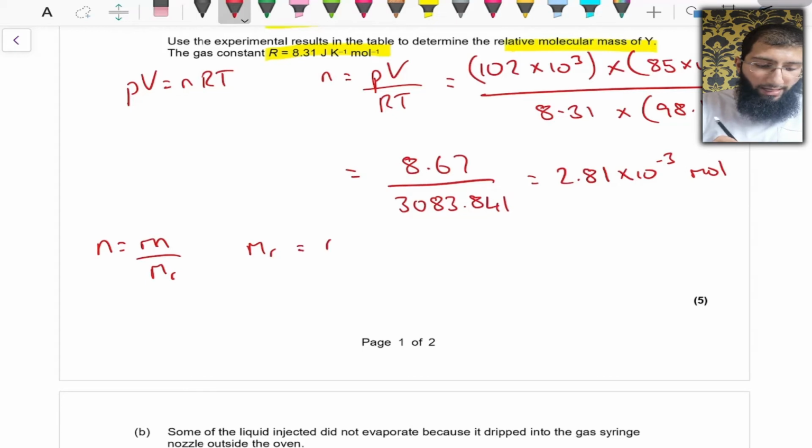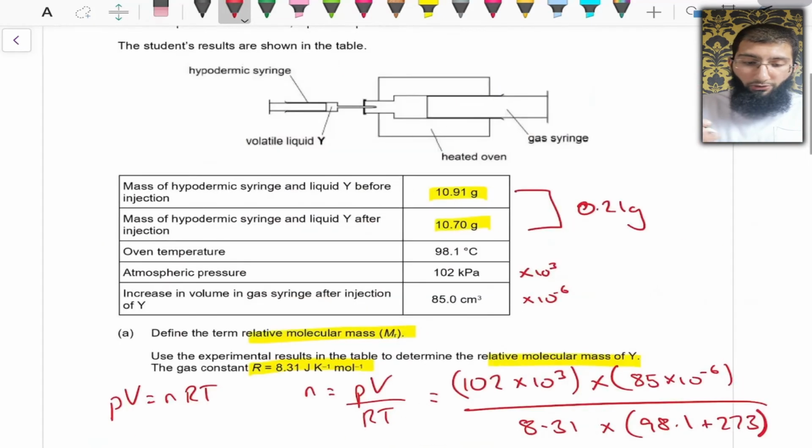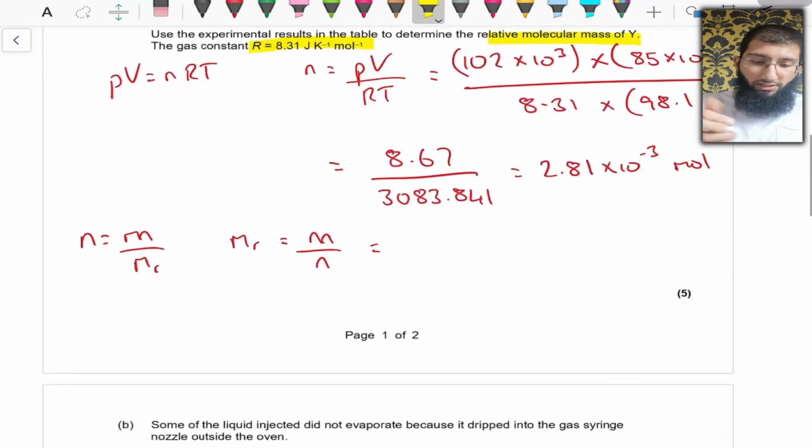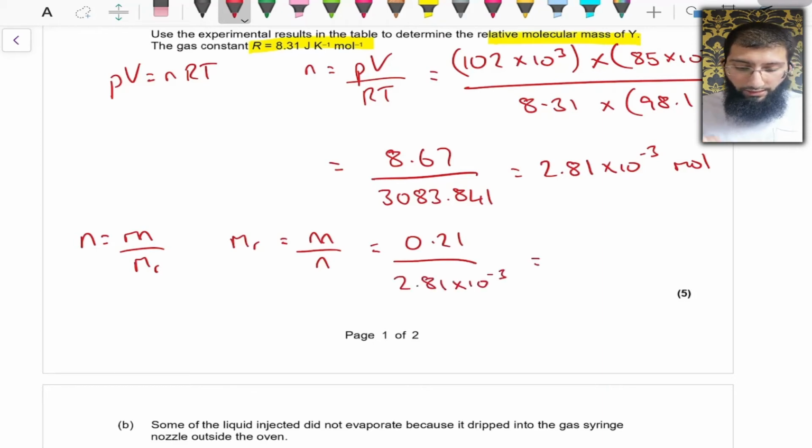Therefore, MR is equal to m over n. We know the mass as 0.21 grams because that's how much Y was inserted into the gas syringe within the oven. So that's going to be 0.21 divided by the moles as 2.81 times 10 to the minus 3. And we get, for this question, 74.7. That's to 3 sig figs. Now, this is in units of grams per mole. That's what MR is measured in.